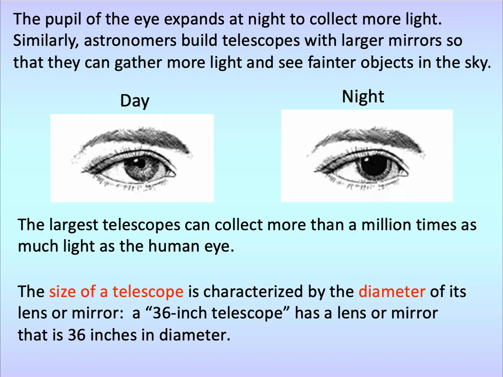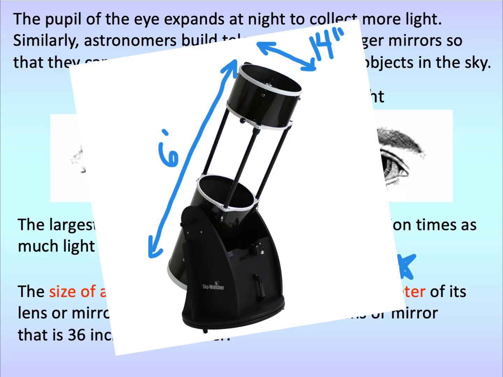A telescope is always described by its diameter. My big telescope is a 14-inch that's about 6 feet long. Since it's 14 inches in diameter, it's called a 14-inch scope, not a 6-foot one. I also have smaller telescopes, but they are not nearly as good if I'm trying to look at a faint object. Telescopes are often called light buckets. The more light you can collect in your bucket, the better you can see.